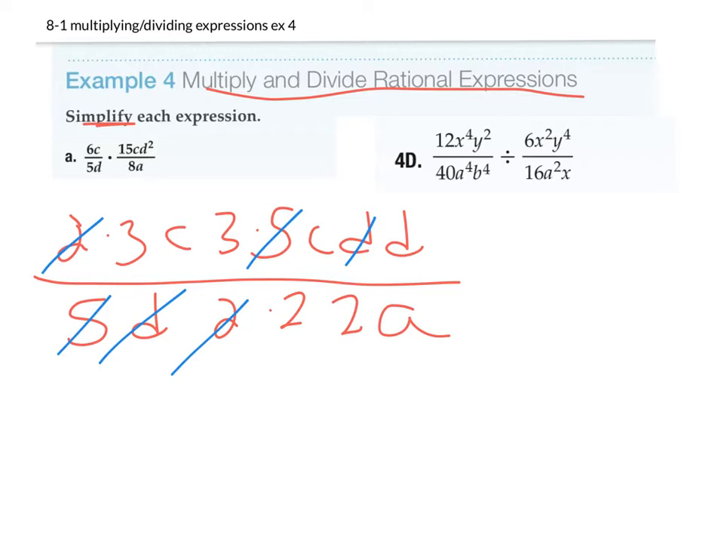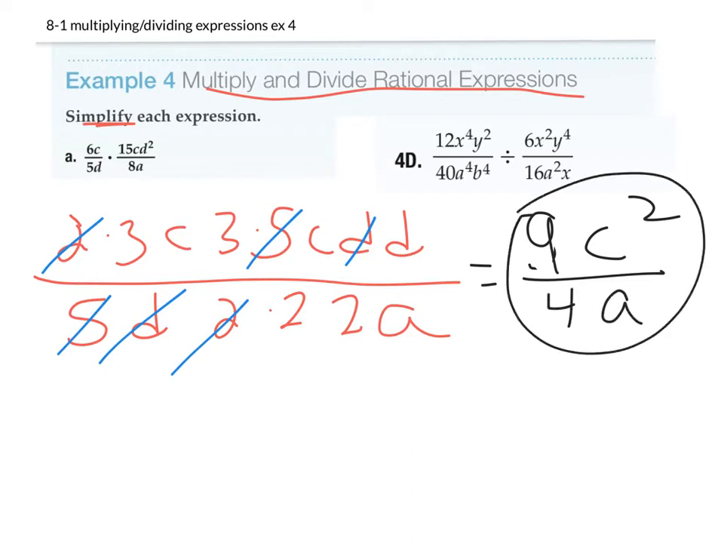So then my answer becomes putting those together. 3c squared. Oh, my fault, not 3c squared. I forgot to multiply. It's 3 times 3, which is 9c squared. 2 times 2 is 4a. And so my answer, multiplied and simplified, is 9c squared over 4a.